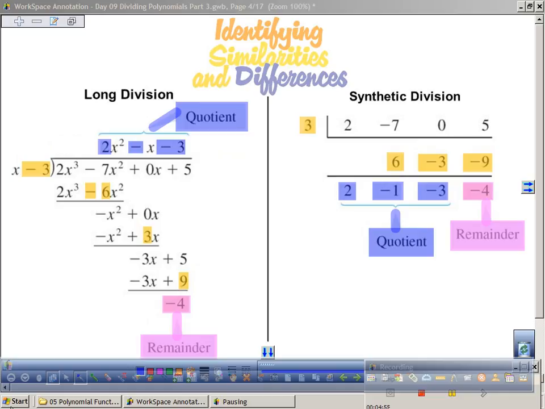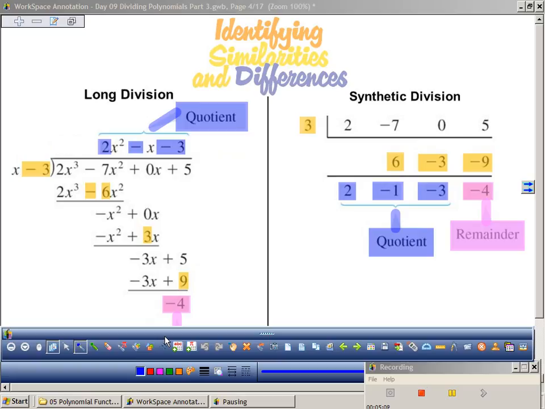Okay. So why don't you guys take a moment. I want you to look at synthetic as opposed to long division. They're the same exact problems. They have the same exact answers. They have to have the same exact remainders. Okay? So take a look, and I'm going to call on you in just about a minute or so.